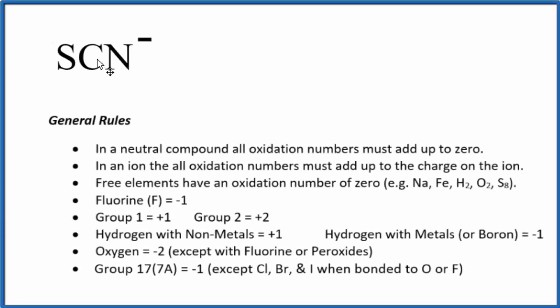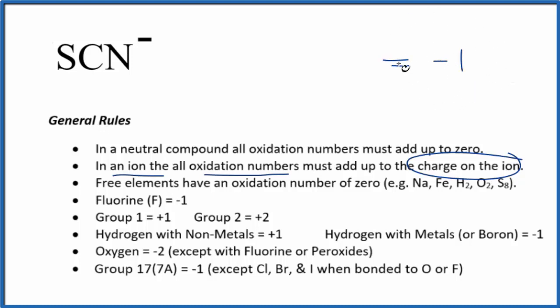To find the oxidation numbers for each element in SCN minus, the thiocyanate ion, we'll use these rules here. The first thing we need to recognize is we have this negative sign up here. That means that SCN is an ion. This is the thiocyanate ion. And if we have an ion, all the oxidation numbers are going to add up to the charge on the ion. So we have a charge here, just a negative sign. That means it's 1 minus. So the oxidation numbers, when we add these up, are going to equal that minus 1.